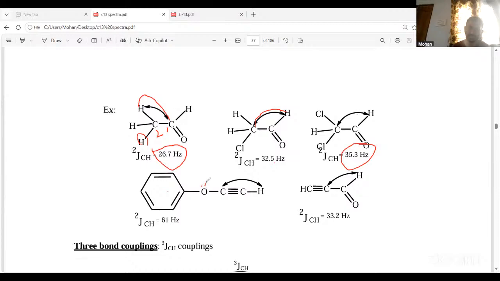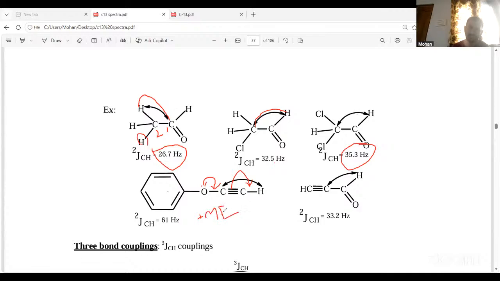So because the oxygen is carrying a pair of electrons, it is donating the electrons towards this particular carbon. So it is a plus M group here. It is a plus M group as we discussed yesterday.